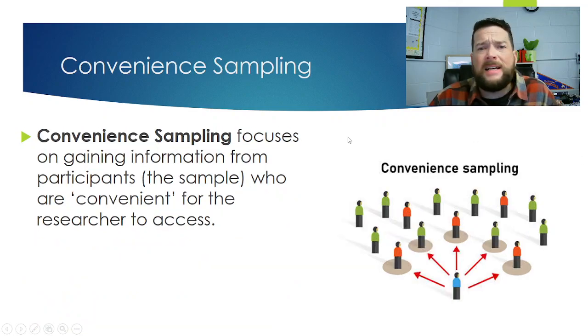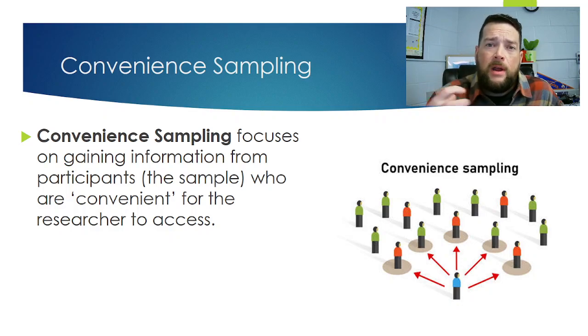Let's talk about one that doesn't take a lot of time: convenience sampling. The word convenient means easy to access in this sense. We do this kind of research because it's easy to get the respondents, but the downside to this one is it has the most amount of bias. What is convenience sampling? It focuses on gathering information from people or data that is easy to access.